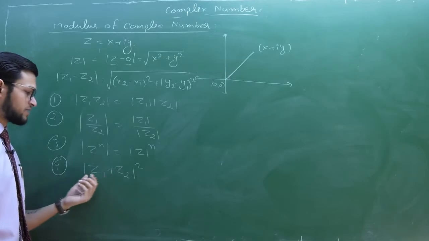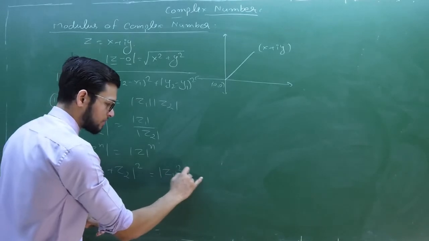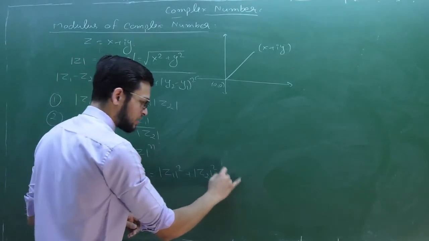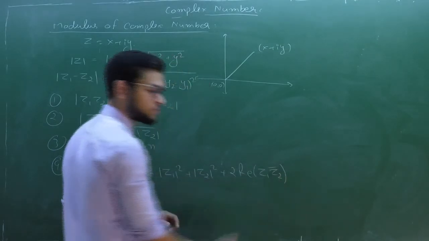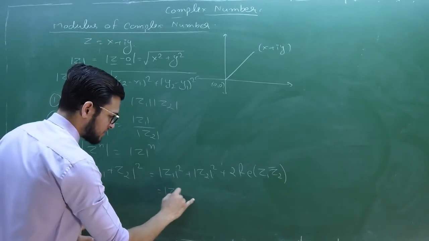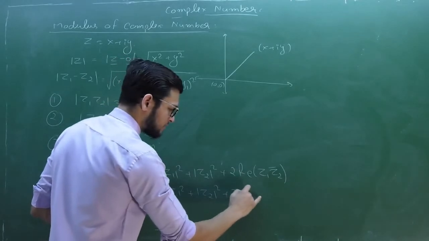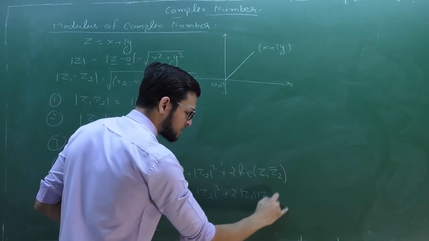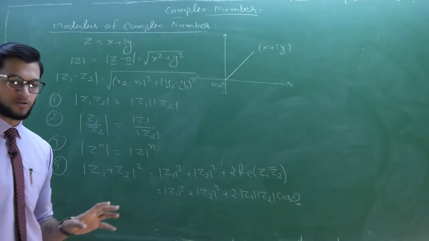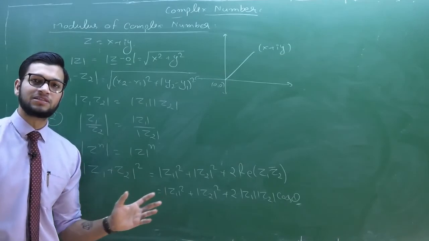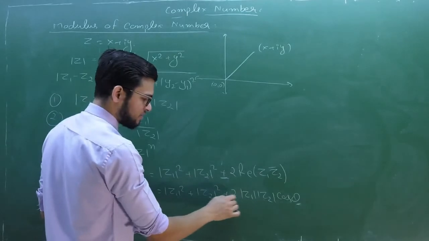If we have mod of (z1 plus z2) whole to the power 2, this will definitely equal mod of z1 squared plus mod of z2 squared plus 2 times the real part of z1 into conjugate of z2. Or you can say mod of z1 squared plus mod of z2 squared plus 2 times mod of z1 mod of z2 multiplied by cos theta, where theta is the angle between z1 and z2. Similarly, if we have a negative sign, then we also have a negative sign.